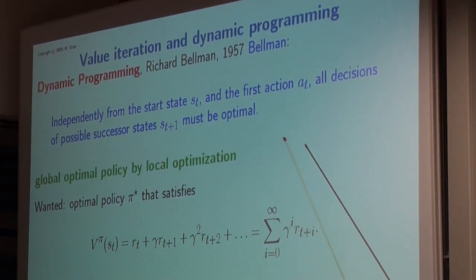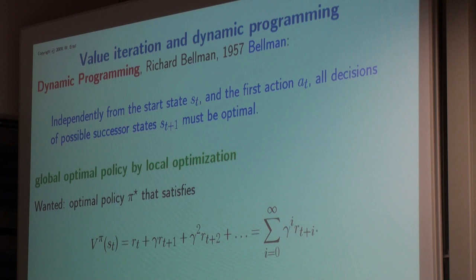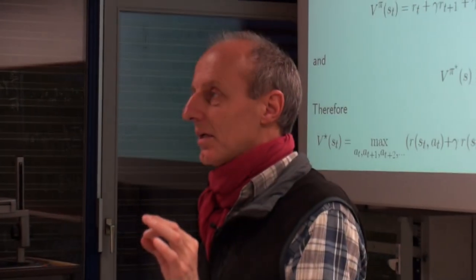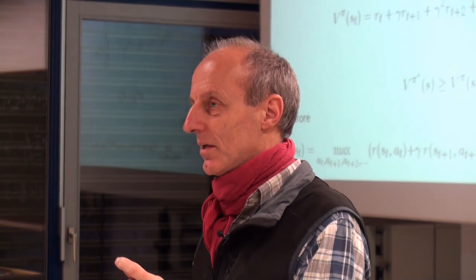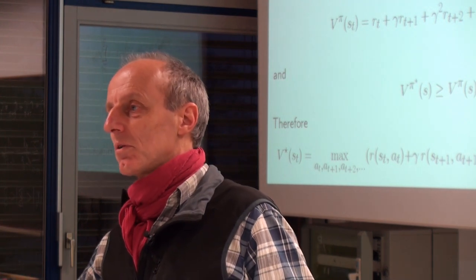And he made this assumption: independently from the current state st and our current action at, all decisions of possible successor states must be optimal. That's an assumption. I mean, we are talking about the current action. I am here now in state t at time t, and I want to optimize my next action. And in order to optimize the next action, I have to make some assumption about the future.